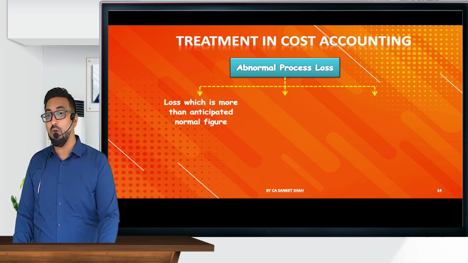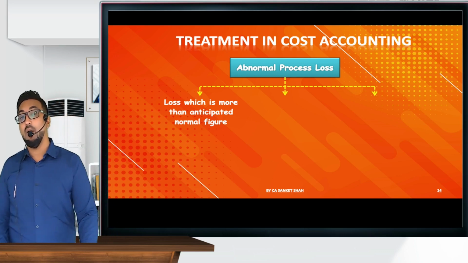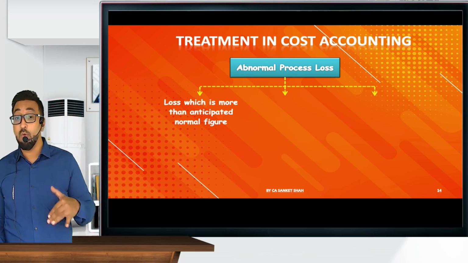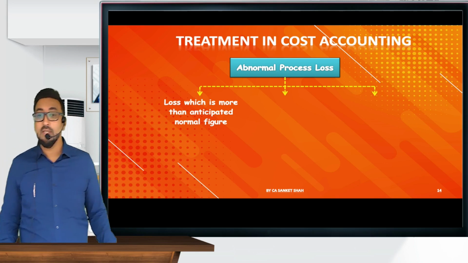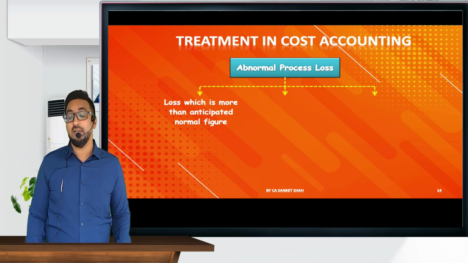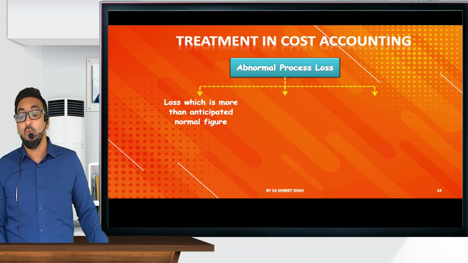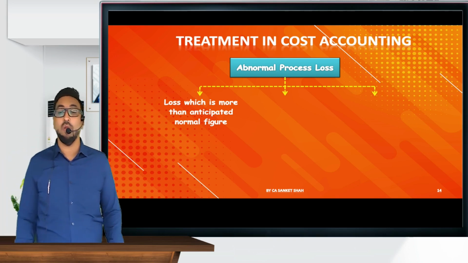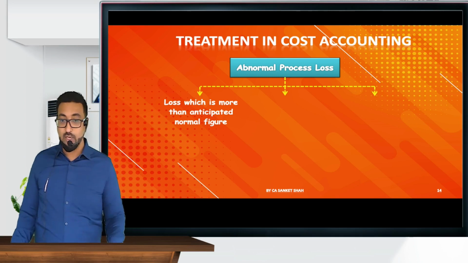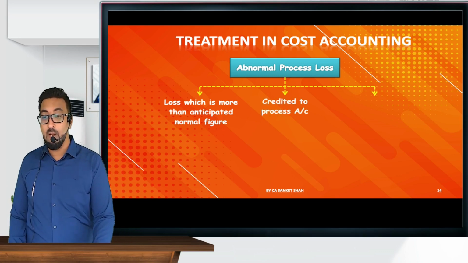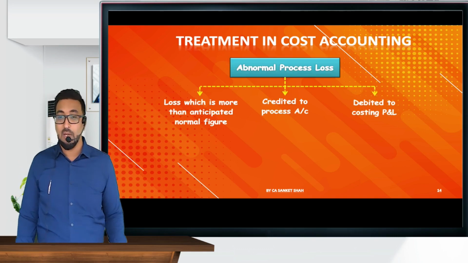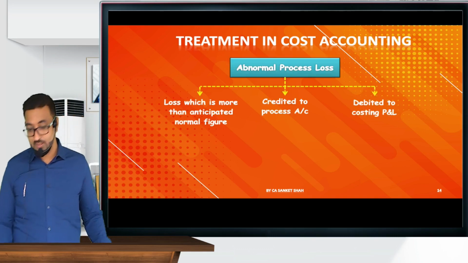So we record it, it is not recorded at scrap value like normal loss. It is not absorbed by good units, but we have to pass a separate entry. So this is loss which is more than what is anticipated. So you anticipated 1 unit is your loss, but 2 pens got damaged. So 2 pen damage हो गए, तो 1 is allowed and 1 is extra loss, and extra loss we have to record it as a loss. So extra loss over and above normal figure is credited to process account and debited to P&L account. So very simple, abnormal process loss, how it is recorded.